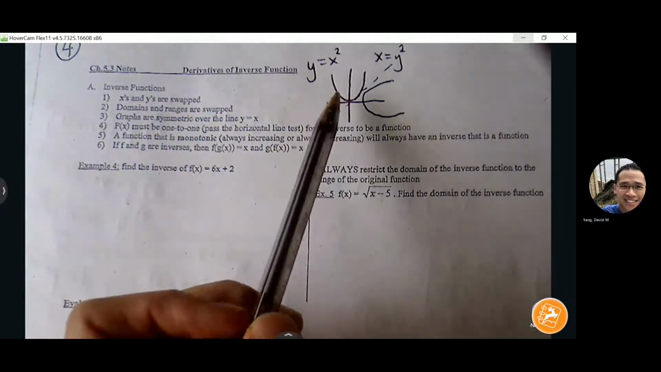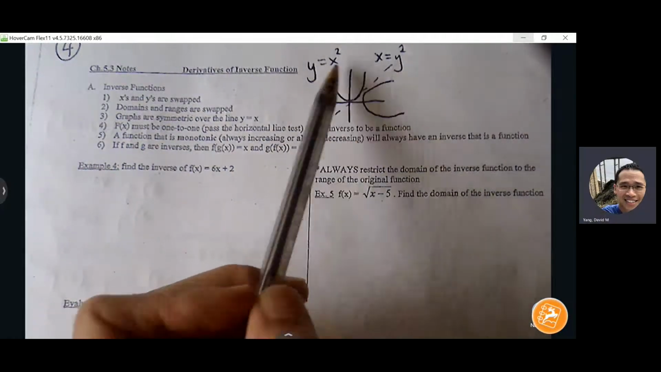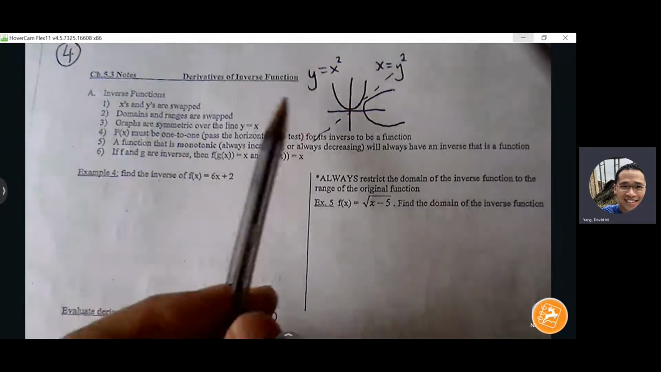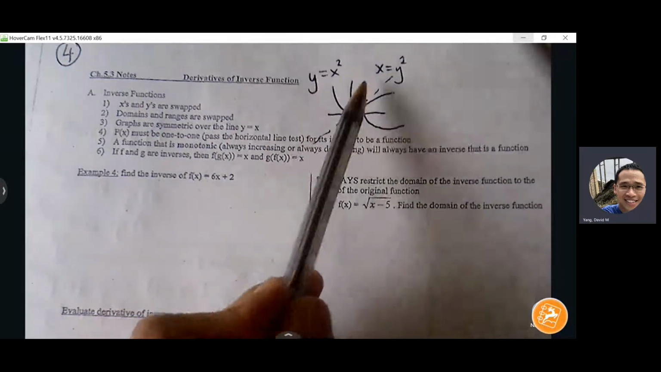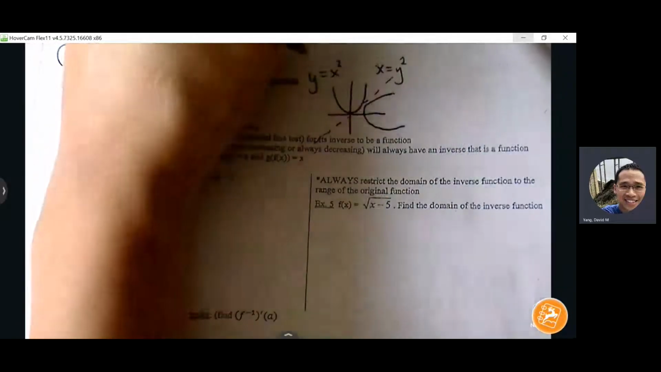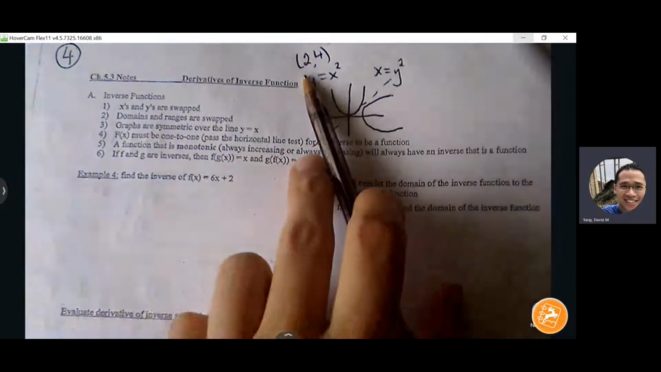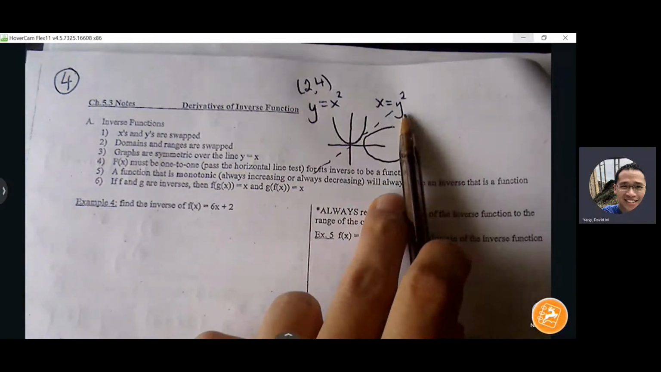And the unique thing that we're going to really discover, or that we're going to really use, is the fact that your ordered pairs will be flip-flopped, right? So if there's an ordered pair here that is 2, 4, then guess what ordered pair is going to live on the x equals y squared?